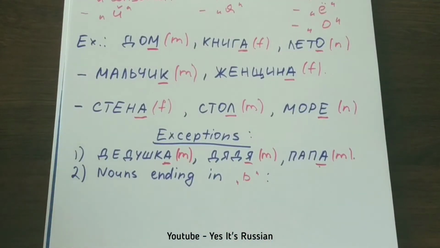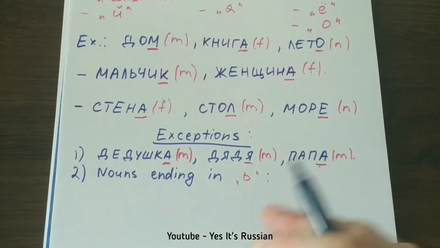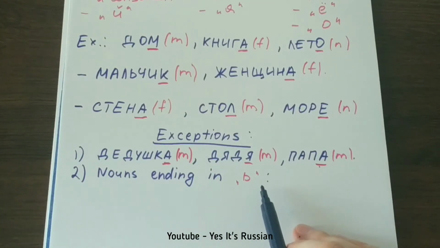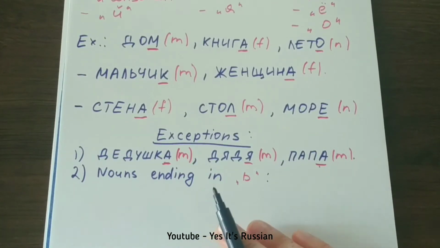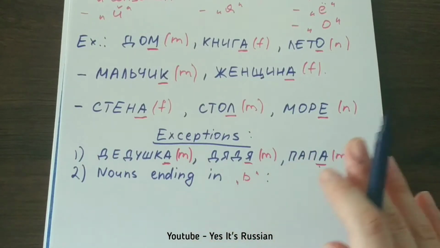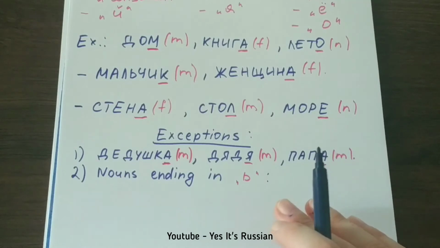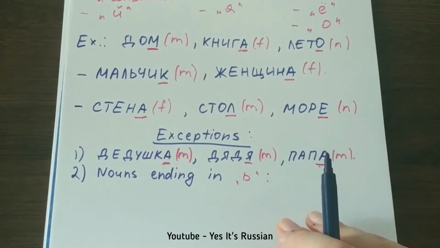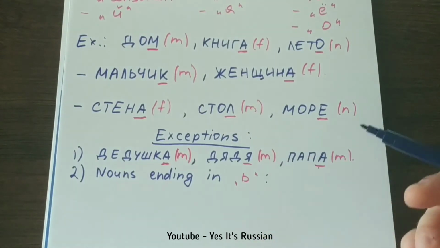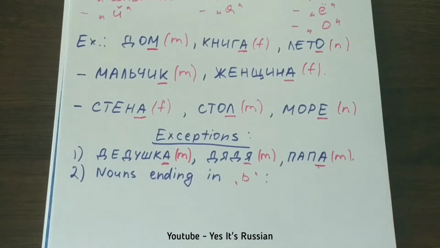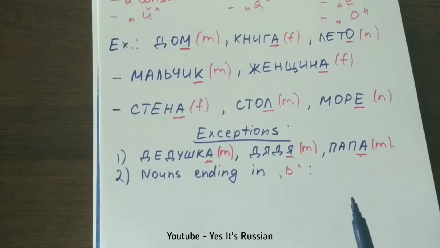Another important exception to the general rule concerns the nouns ending in the soft sign, мягкий знак. For these nouns, there are no rules. They are all exceptions. Every noun ending in a soft sign should be looked up in the dictionary to know exactly which gender it corresponds to. So let's see some exceptions.